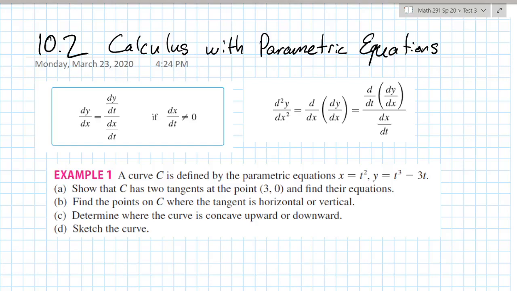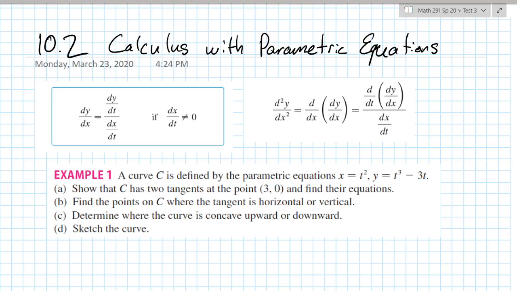If we want to do calculus with parametric equations, we need the two formulas. dy/dx, the slope of the tangent line, is dy/dt divided by dx/dt, as long as the derivative of the bottom is not 0. And the concavity, or the second derivative, d²y/dx², is the derivative of dy/dx divided by the derivative of x with respect to t.